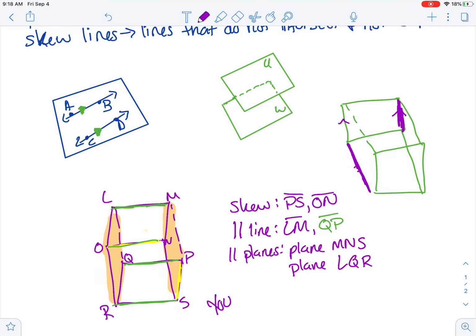Okay, now I want you to try this one. I'm going to give you two lines and I want you to tell me if they're parallel or skew. All right, so let's do NS and LQ. Okay, go ahead and pause. Try that one.